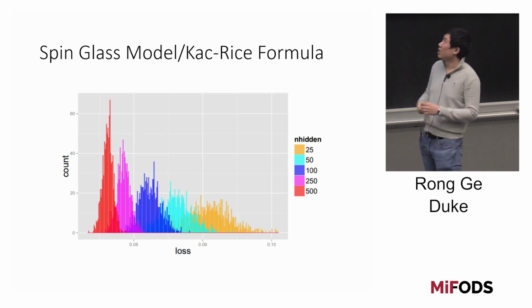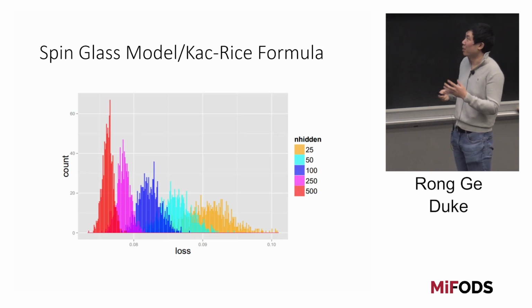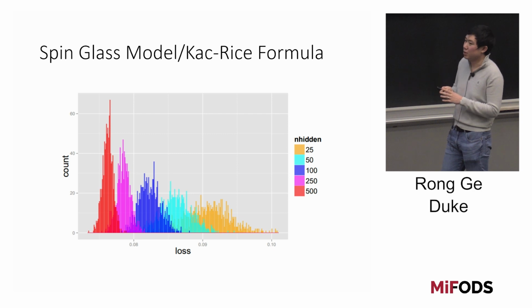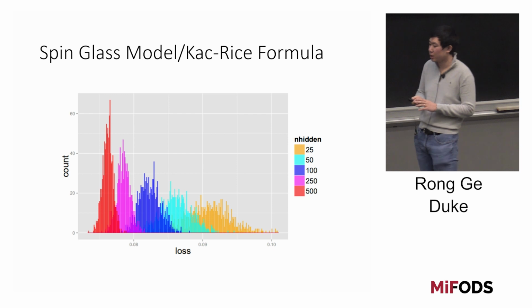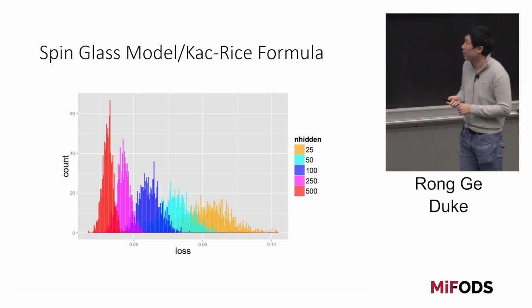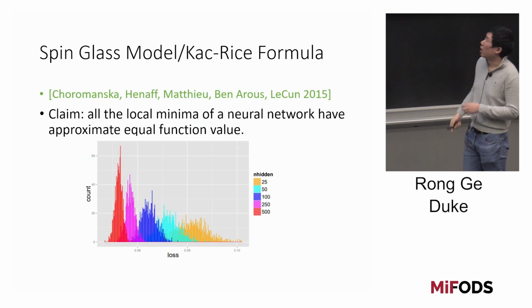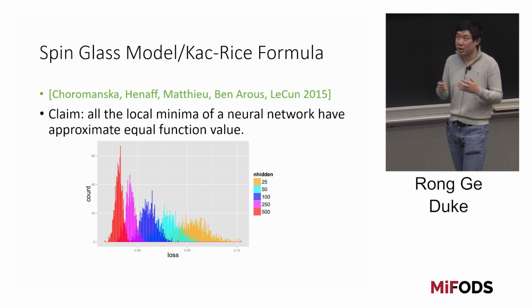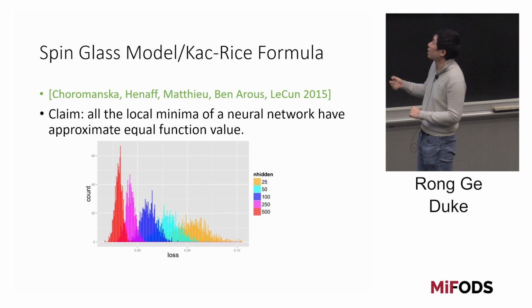OK, so let me go into the third attempt. Maybe this should be the first attempt in terms of time. People have also been trying to use some physics models, like spin glass models, to compute properties of local minima for neural networks. The main claim here is that maybe not all the local minima are the same, but they are all approximately good. They are all approximately equal to the global optima. And this picture is basically an experiment that shows that.